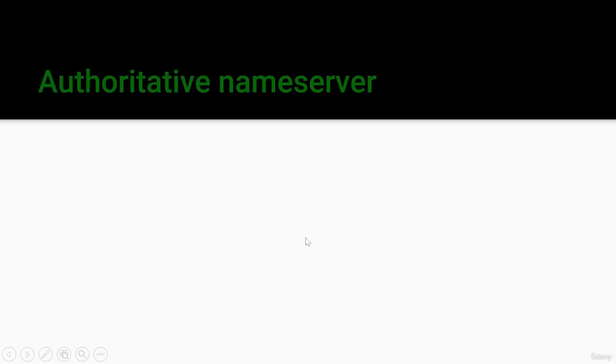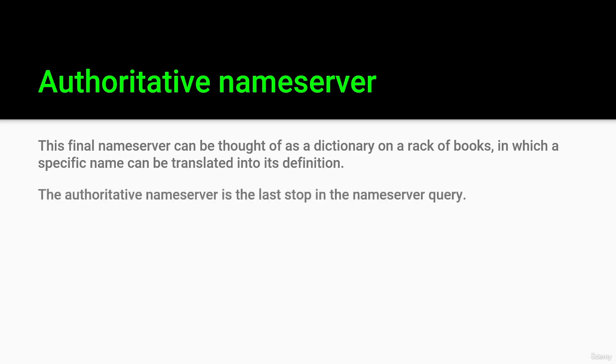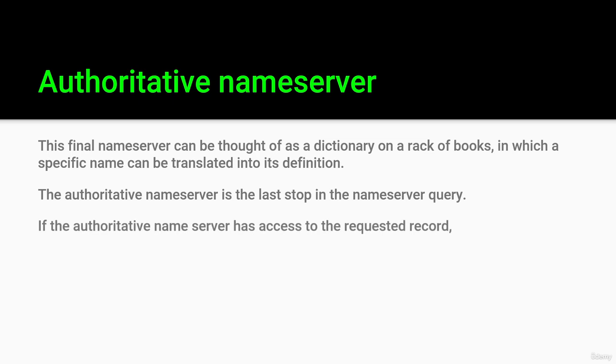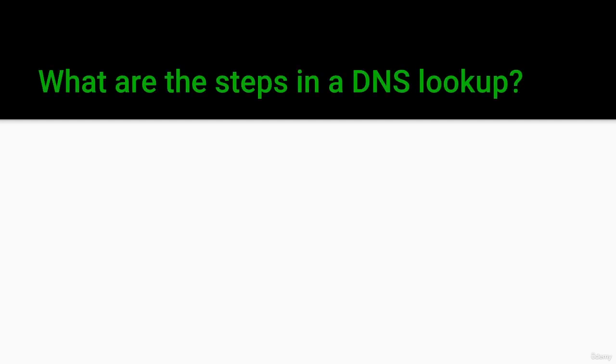We have the authoritative name server. This final name server can be thought of as a dictionary on a rack of books, in which a specific name can be translated into its definition. The authoritative name server is the last stop in the name server query. If it has access to the requested record, it will return the IP address of the requested host name back to the DNS recursor, the librarian, that made the initial request.